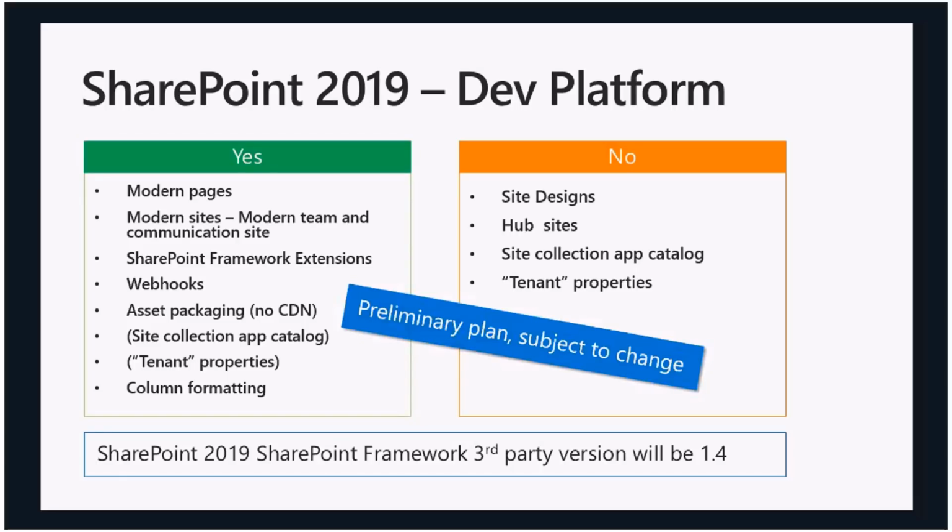We talked about that one in SharePoint Conference. Webhooks should be available there. Asset packaging is there. So basically, if you have your JavaScript files inside of the SPFx file and you deploy them to the app catalog, they will be automatically hosted from the app catalog. So you don't have to explicitly enable any external CDN.